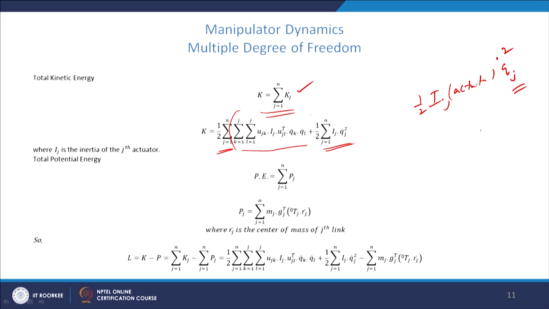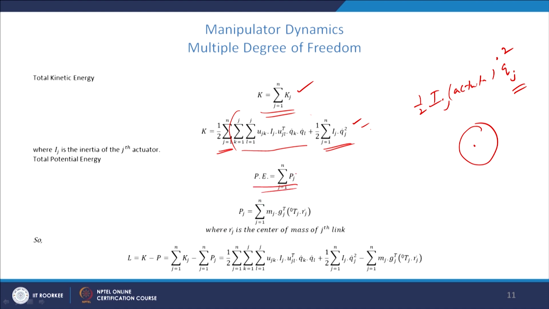So, if the jth actuator is a revolute one, if it is revolving with velocity qj dot, then qj dot square multiplied by the inertia of that actuator gives the kinetic energy of that particular actuator. So, now if you add the kinetic energy of all the actuators, we get this formula. So, total kinetic energy, these are the link kinetic energy, and these are the actuator kinetic energy. Similarly, we take potential energy.